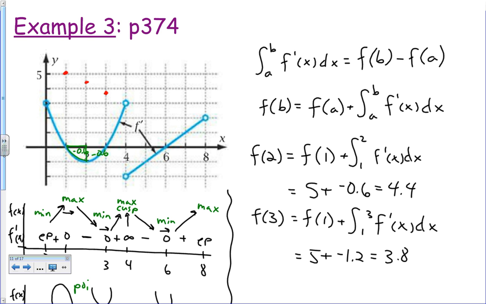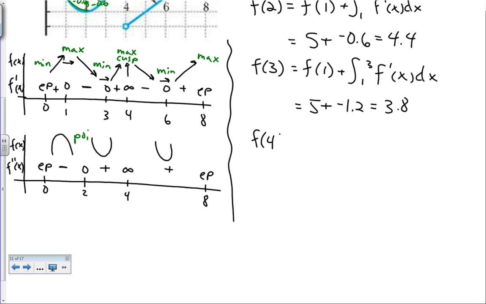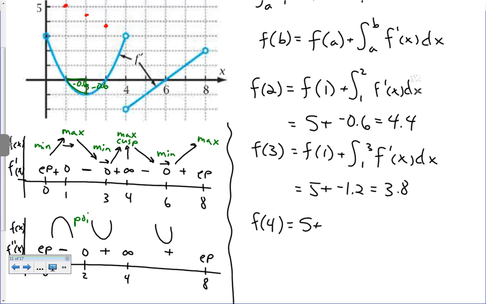And now we can move on to the next point. We'll find f of 4. Now you can keep writing down the equation if you want to, but I think we get the idea here. It's going to be 5 plus the integral from 1 to 4 is what I need to calculate. So from 1 to 4, now we're above the x-axis, so I've got to count up these 3 squares here. This looks like this is about 0.8. This one looks like it's about 0.4. And this one here looks like it's about 0.1, we'll say. So 0.8 plus 0.4 is 1.2 plus the 0.1 is 1.3.